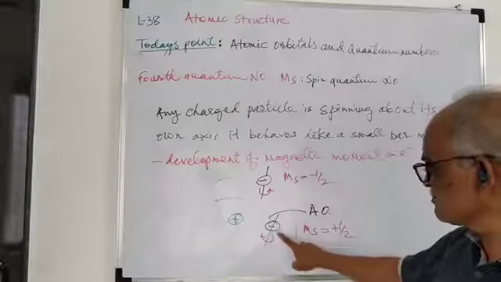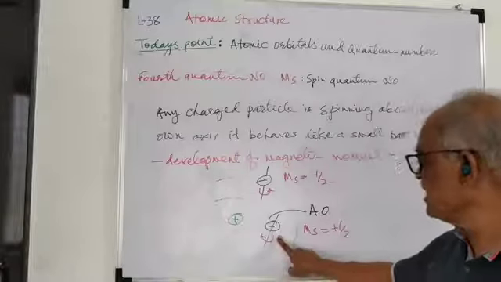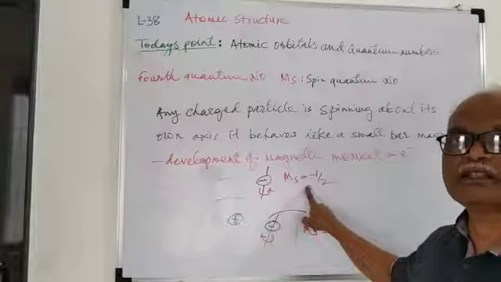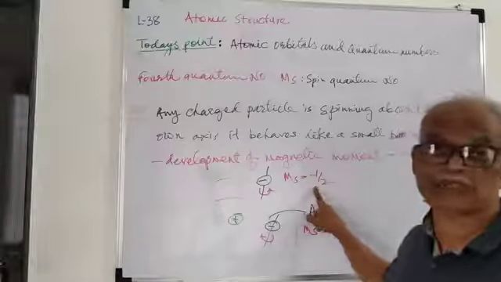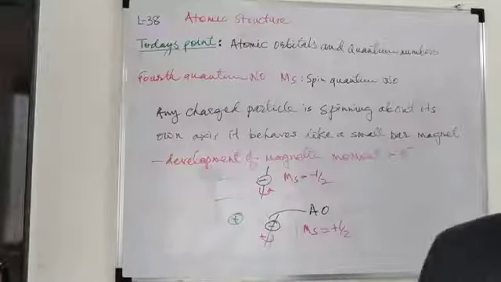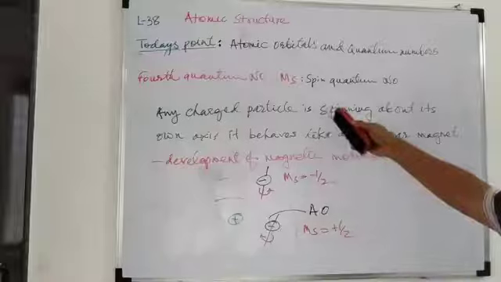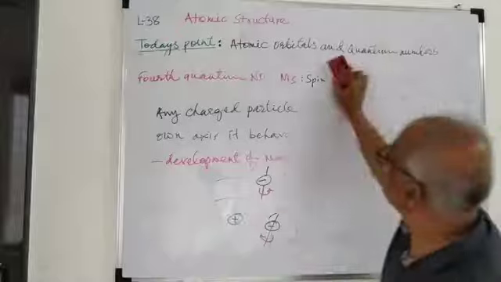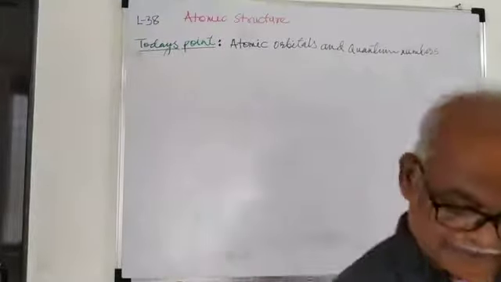When the spin of the electron is in the direction of the applied magnetic field, then it is +1/2. When the spin of the electron is in the opposite direction to the applied magnetic field, then it is called -1/2 value. So in this way, we can explain the magnetic moment value for the electron, that is the spin quantum number. Then we will see what the other quantum numbers are, also in short.